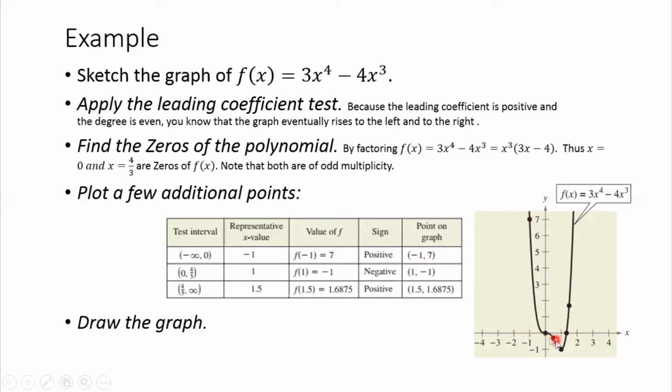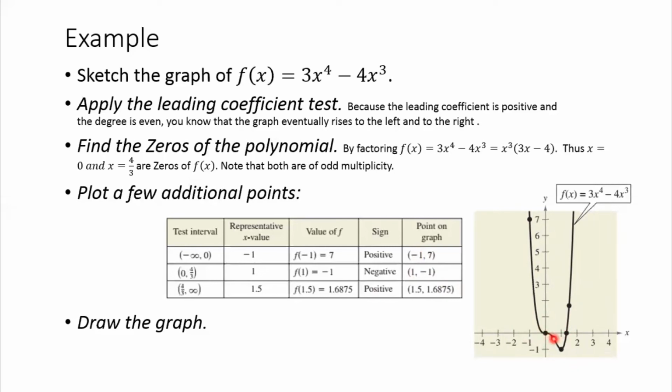And next is 1 and negative 1. Where's 1 and negative 1? This is 1 and negative 1. And next is 1.5. This one, 1.5 and 1.6875. Now, you may ask, Ma'am, where did you get this point?